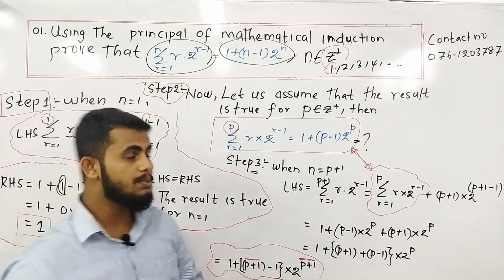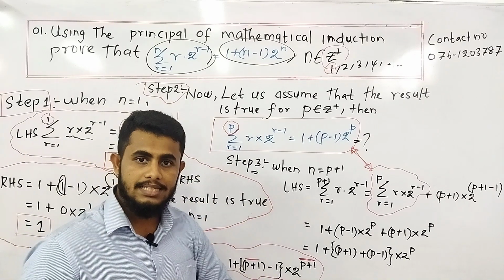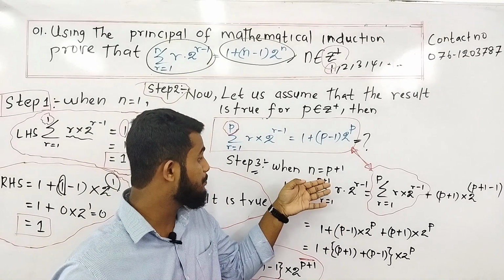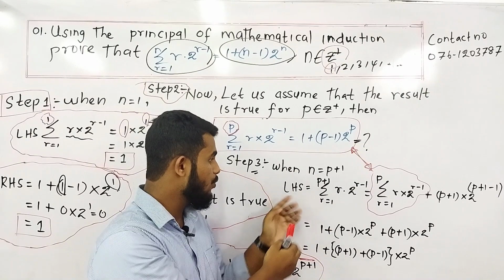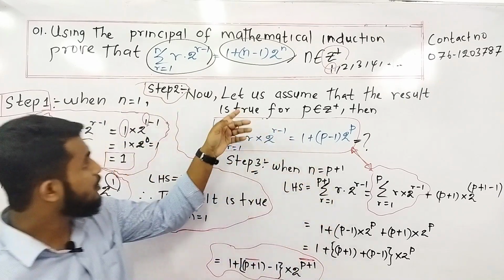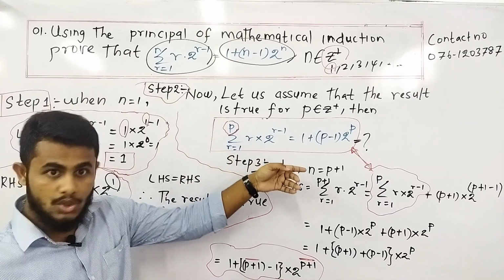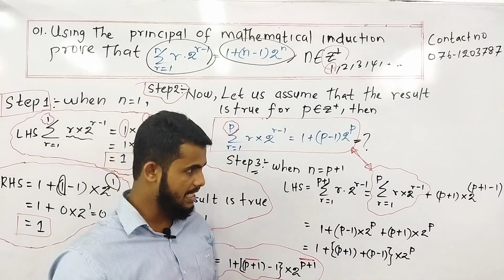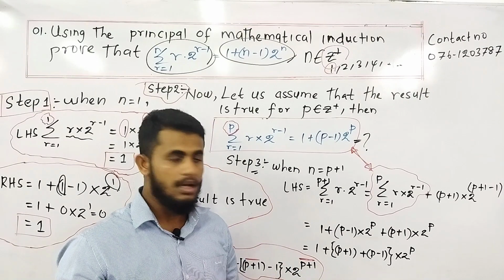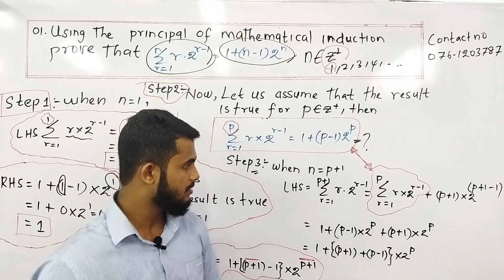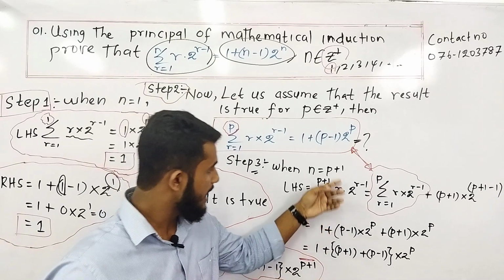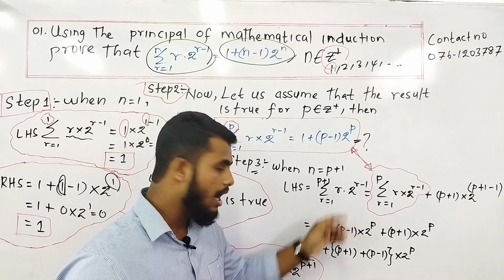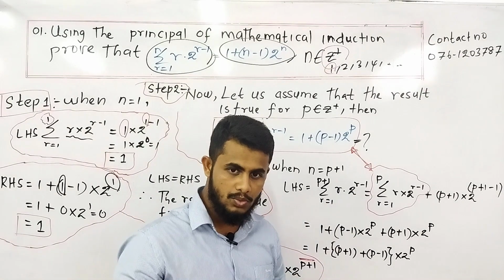Now consider n equals p plus 1. So take the LHS, the summation from r equals 1 up to p plus 1. Before that, we got this result is true up to p. Now I am putting p plus 1 and checking whether this is true or false. Inside the summation, the same general term: r into 2 to the power r minus 1.